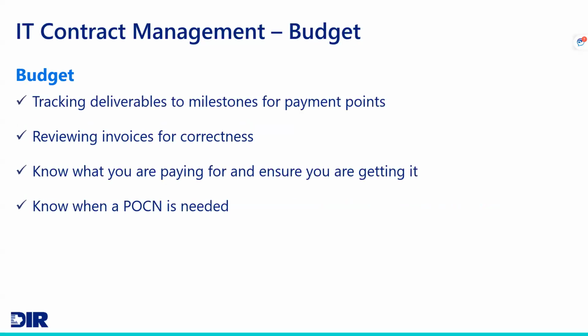Checking budget. Are you tracking deliverables to milestones for payment points? Are invoices being submitted timely, and are they correct when they are being submitted? Making sure you're doing that compliance check. Part of just knowing what you're paying for and ensuring that you're getting it. And of course, well, who needs a change order? We all know things that go 100% as planned, on project, on schedule, right? Yeah. So knowing when change orders are needed and having plans in place to process and address those change orders.